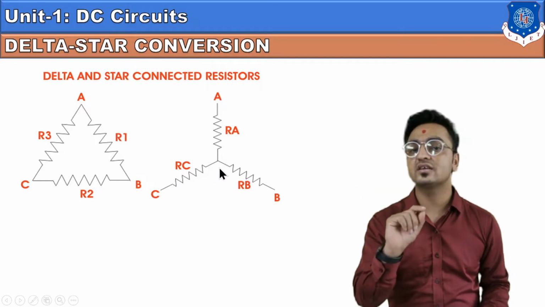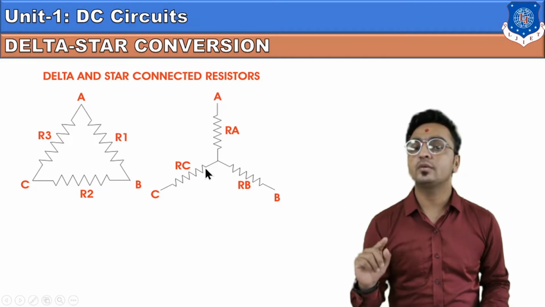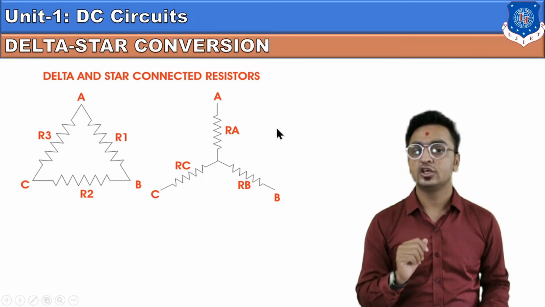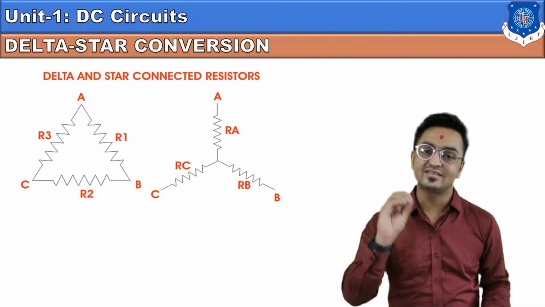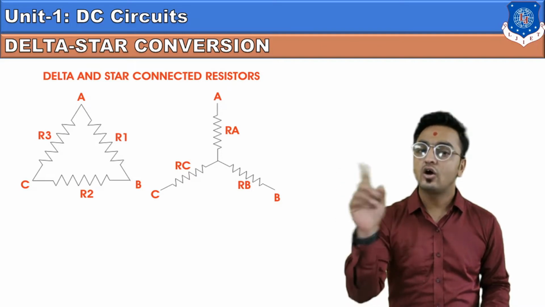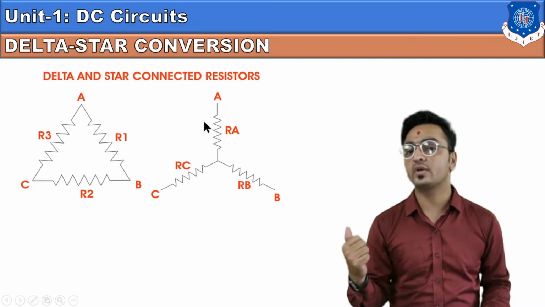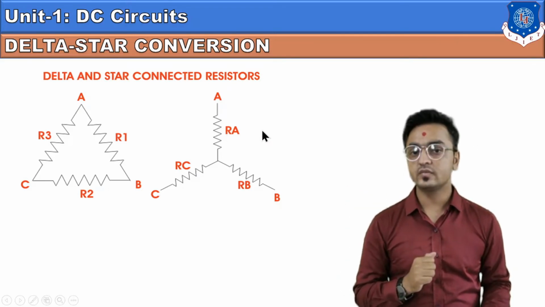Now, if you connect these three resistors in this manner, where we connect the first terminal of all three resistors at a common point, let's say this is a common point O, and the second terminal of all these three resistors at the A, B, and C terminals, this will form a star connection. So basically, in star and delta connections, we have three resistors on three terminals as shown in this diagram, forming a delta and a star connection.